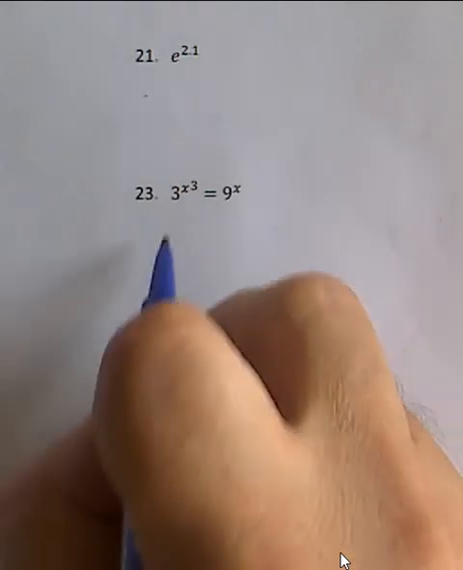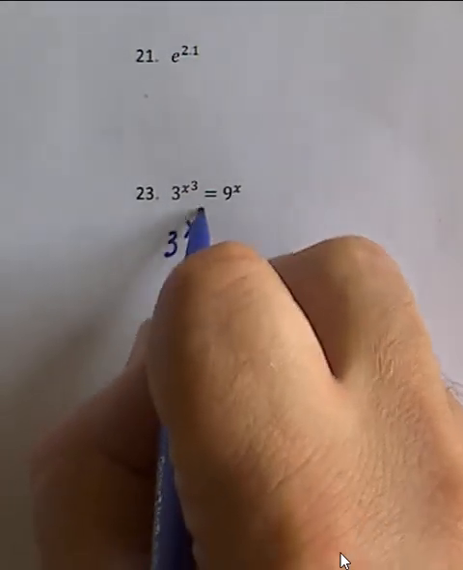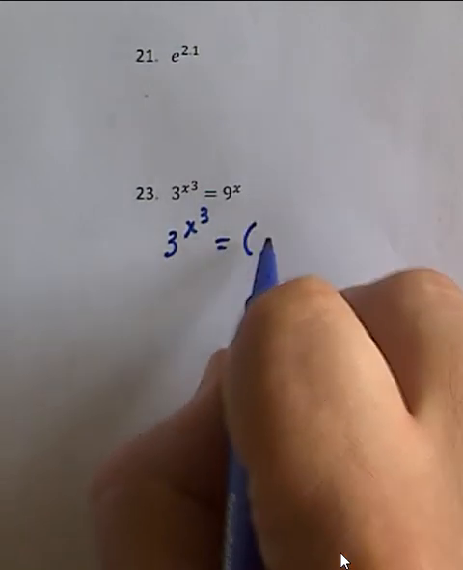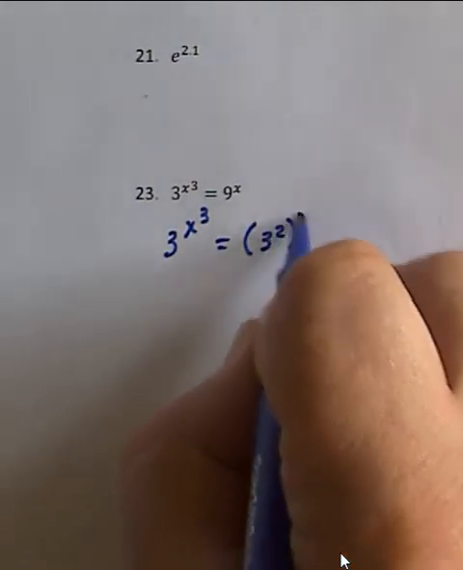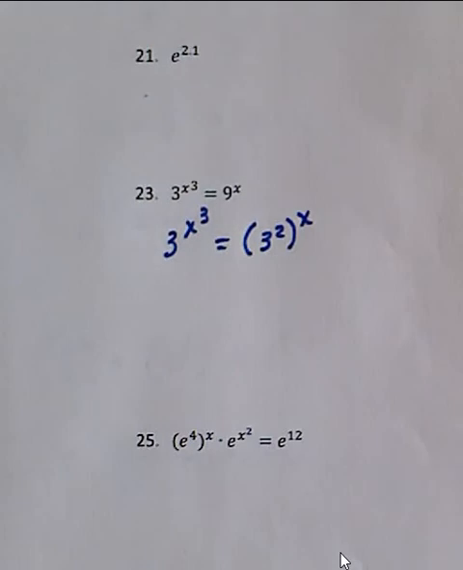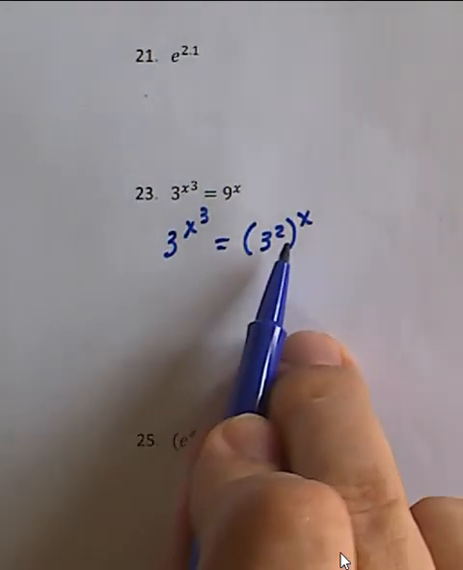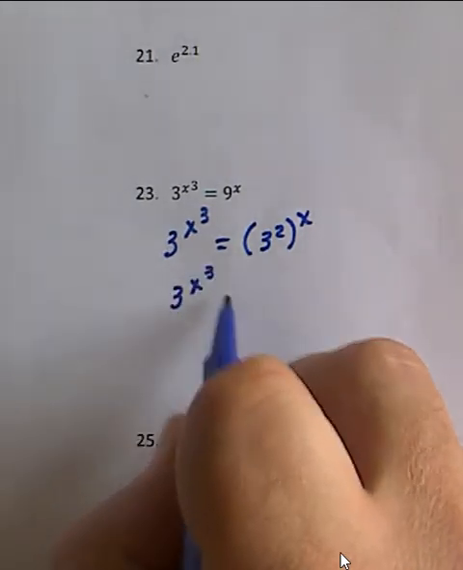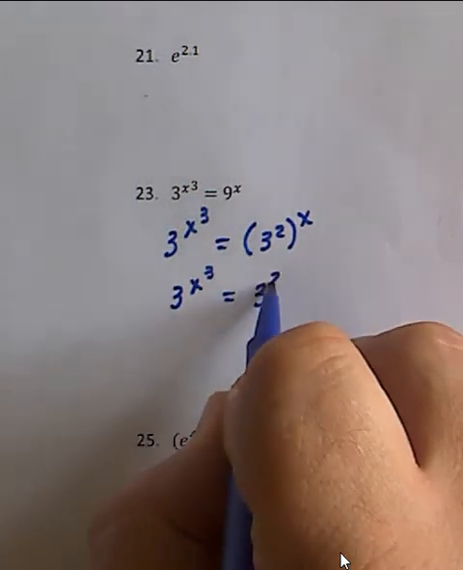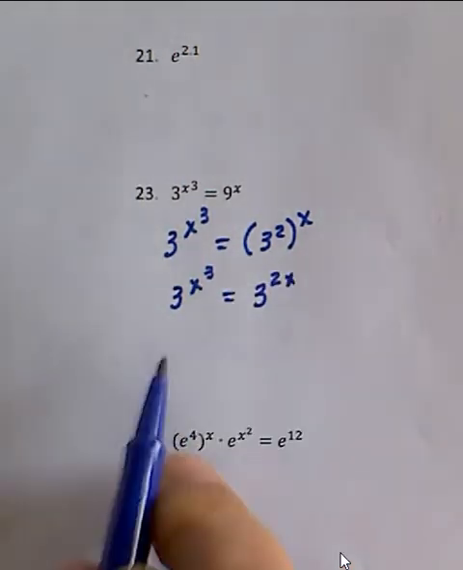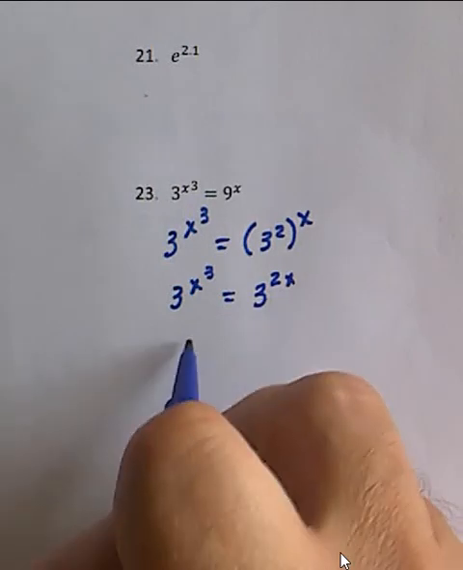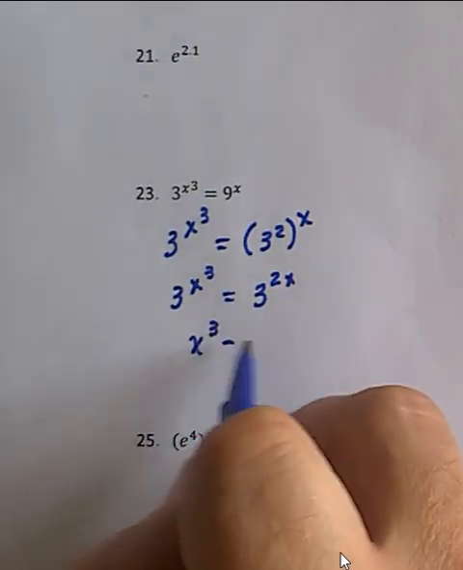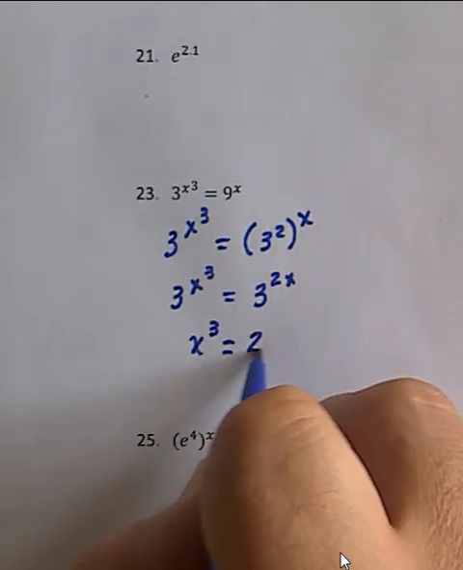So this would become 3 to the x to the third power. This would become 3 to the second to the x power. Okay. The two equations now have the same base, two sides of the equation. Okay. And the power rule here says I can multiply the 2 and the x together. So x to the third and 2x. And since the bases are the same, then the exponents have to be equal. So x to the third has to equal 2x.